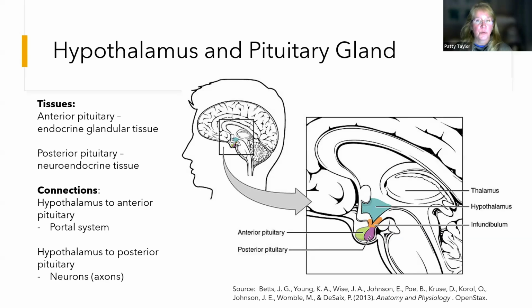Now, the posterior pituitary is connected to the hypothalamus by way of axons that travel from neurons situated in the hypothalamus down into the posterior pituitary. And upon nerve stimulation, the posterior pituitary releases its stored hormones. So technically, the posterior doesn't make any hormones of its own. It is just storing and releasing hormones for the hypothalamus.